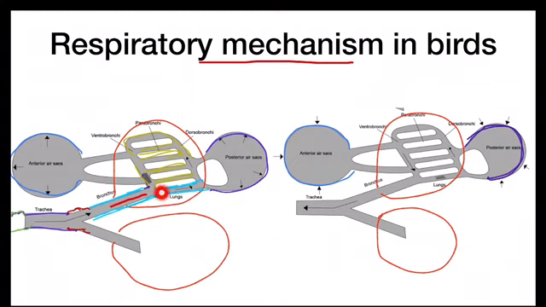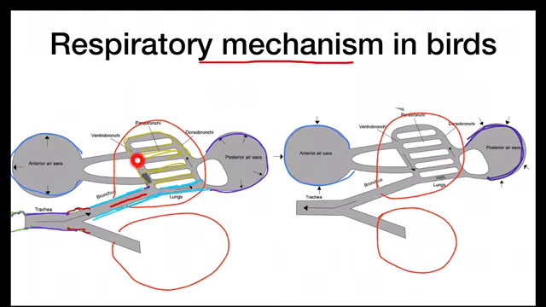Then this primary bronchus towards the posterior part of the lung becomes the mesobronchus. The primary bronchi towards the posterior part of the lung are called mesobronchi. From these mesobronchi or primary bronchi, we see the formation of the secondary bronchi. The secondary bronchi further divide to form the tertiary bronchi. The tertiary bronchi are also known as the parabronchi. The tertiary bronchi further form small capillary structures called air capillaries. In those air capillaries we observe the gaseous exchange. So the site of gaseous exchange is the parabronchi, or the air capillaries.